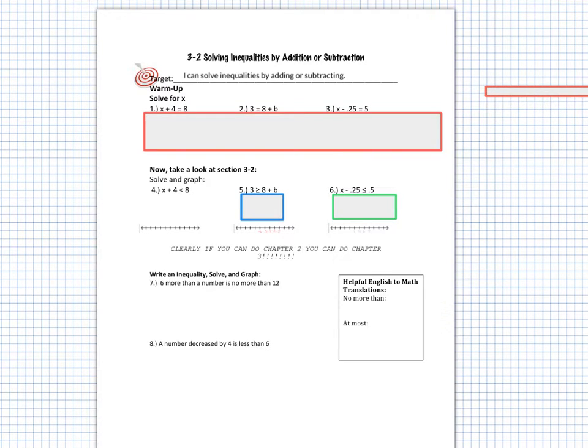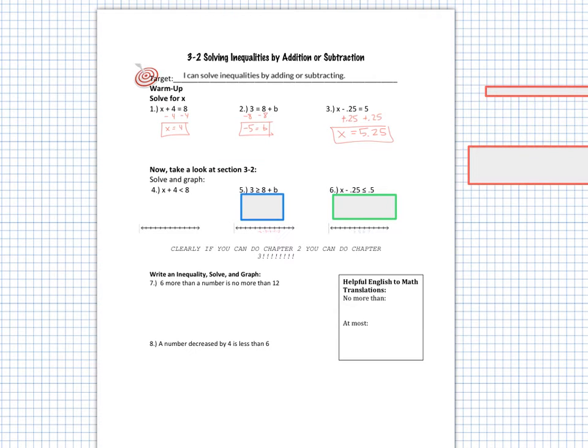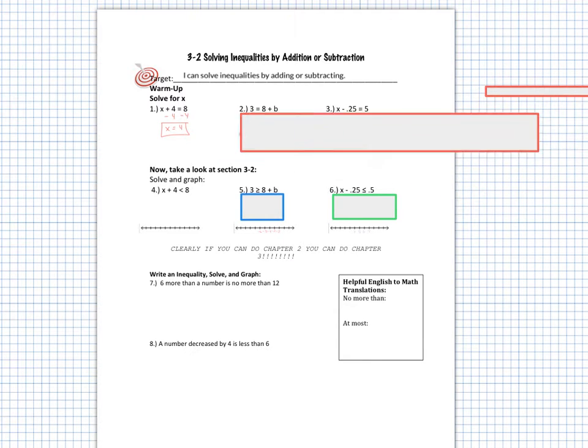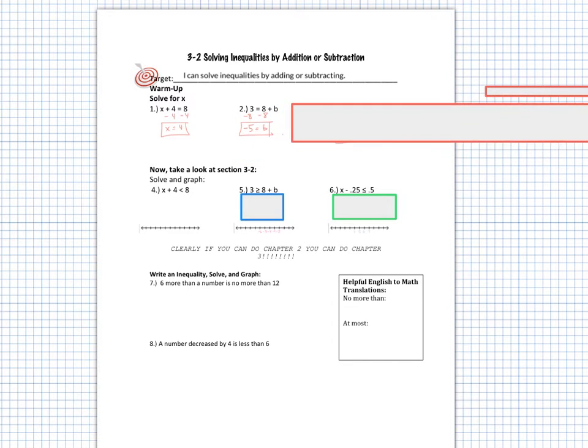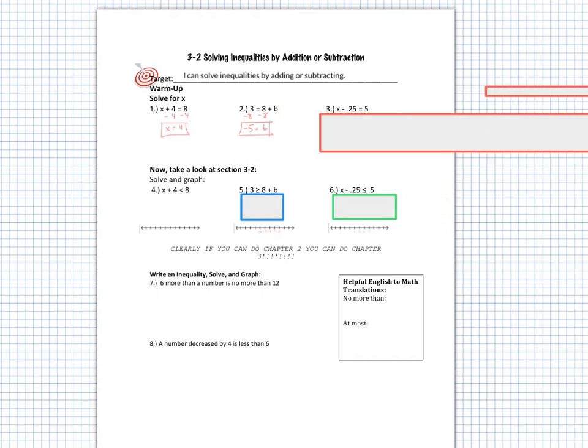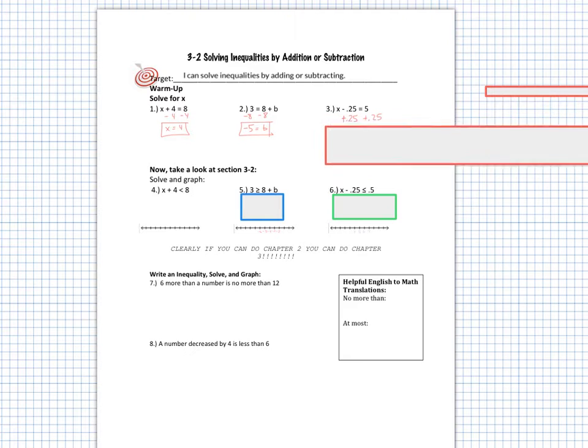So those equations should have been pretty easy for you. As you can see in number 1, we subtract 4 from both sides. The opposite of adding is to subtract, and you get x equals 4. In the next one, you're adding 8 to b. So to get b by itself, we would subtract 8, and 3 minus 8 is negative 5. And then in the one all the way to the right, x minus 0.25 equals 5. So the opposite of subtracting a quarter is adding a quarter, and you get 5.25.